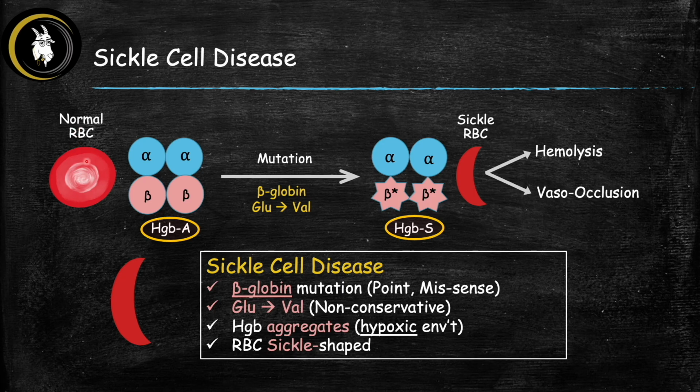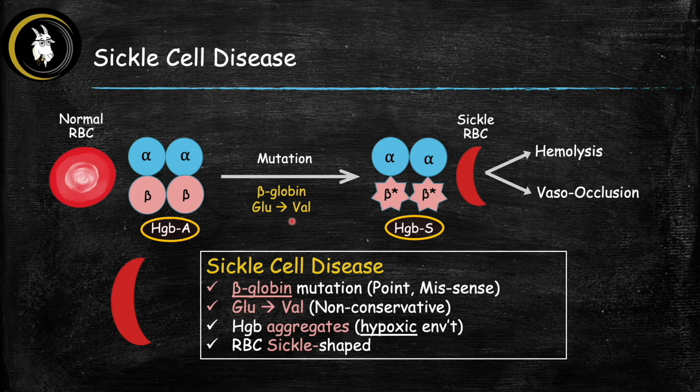So the main content of normal red blood cells is hemoglobin, and in adults, the normal hemoglobin has 2 alpha globin chains and 2 beta globin chains, and this normal adult hemoglobin is called hemoglobin A. Now, in sickle cell disease, there's a point mutation in the beta globin gene. This means there's a single nucleotide that's changed, and this is going to cause a missense mutation, which means that we have an amino acid substitution.